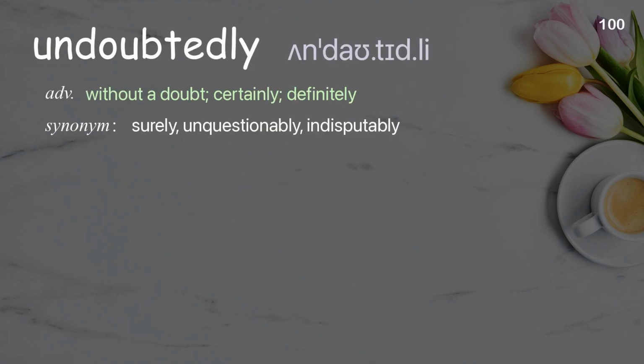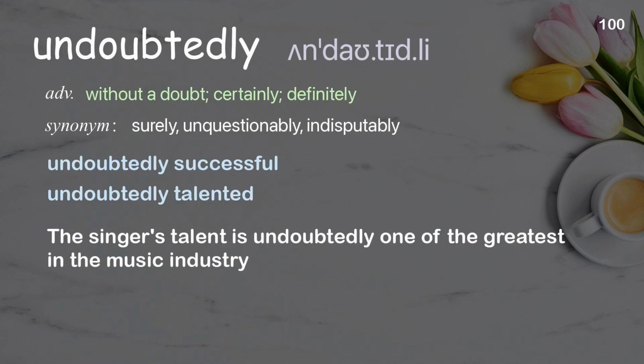Undoubtedly. Without a doubt, certainly, definitely. Examples: Undoubtedly successful. Undoubtedly talented. The singer's talent is undoubtedly one of the greatest in the music industry.